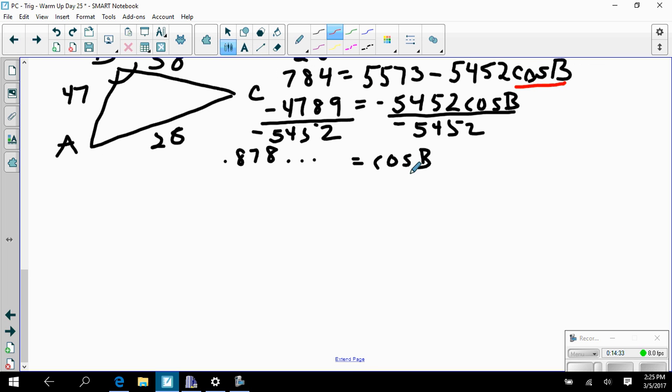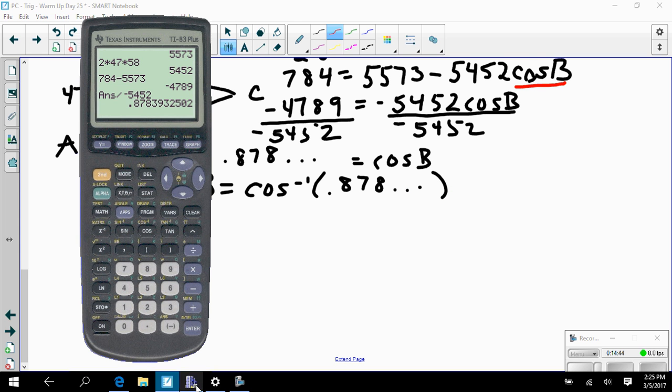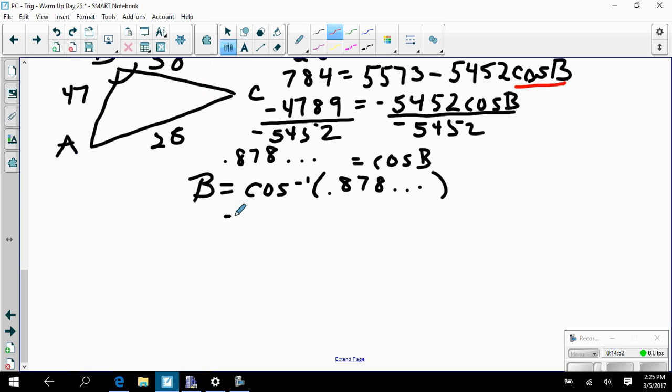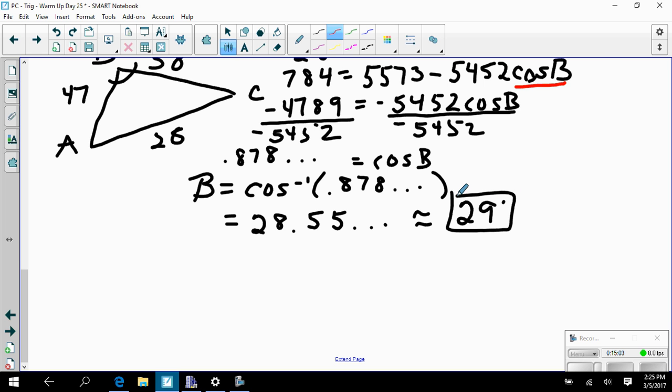And like usual, if I want to solve for the actual angle, I've got to do second cosine. So angle B is going to equal cosine inverse of that big 0.878 number. Remember, it's important not to round it. It's going to throw off your answers. The second cosine of that answer is 28.55. And since all the other measurements so far are to the nearest whole number, we'll stay consistent and say this is about equal to 29 degrees.